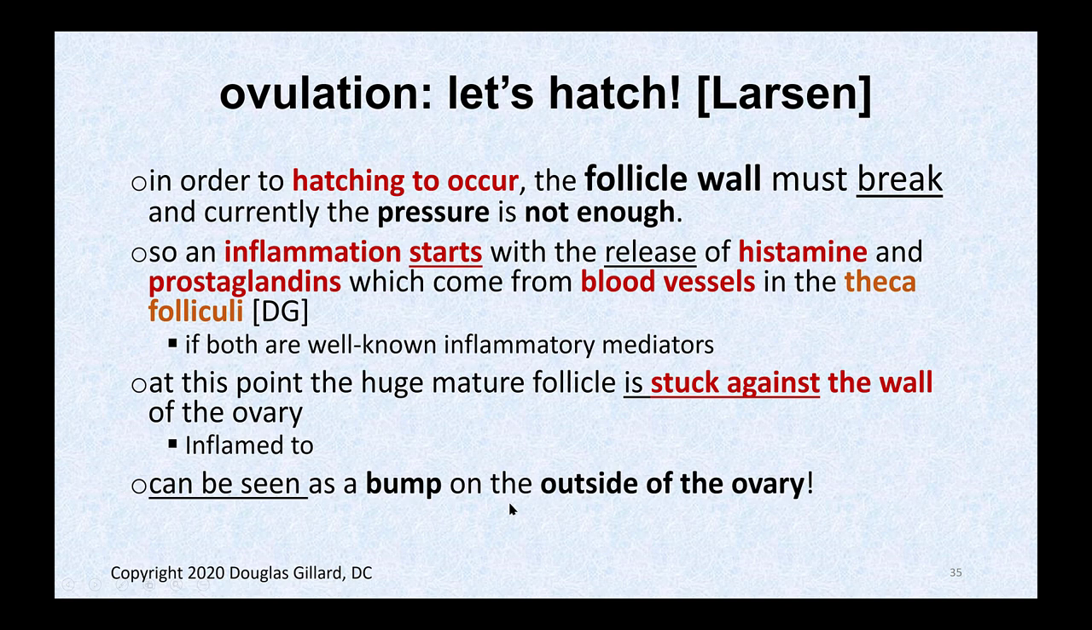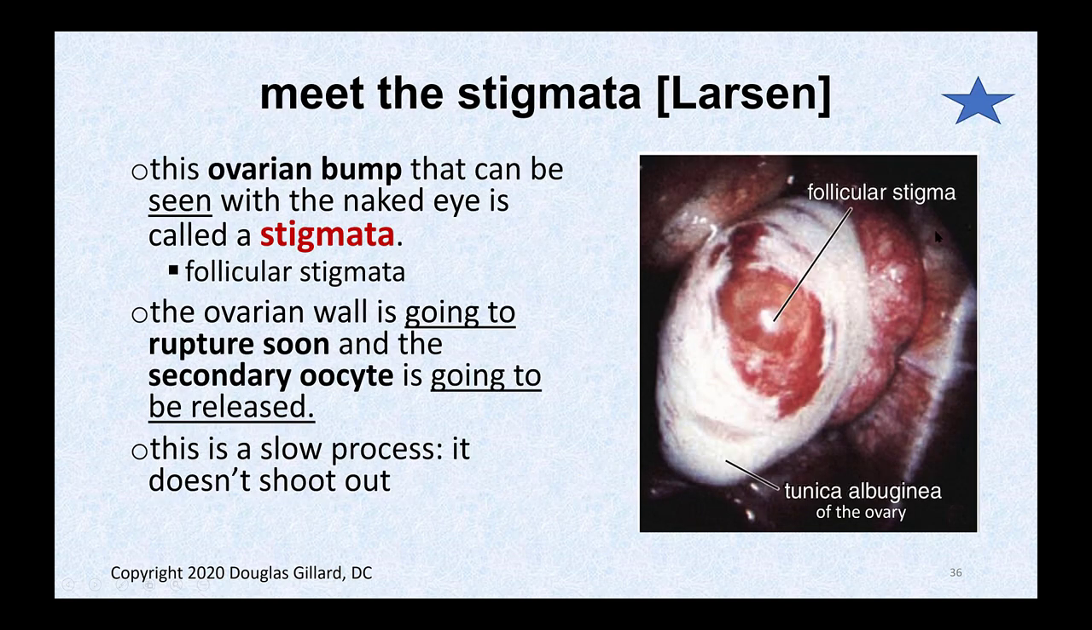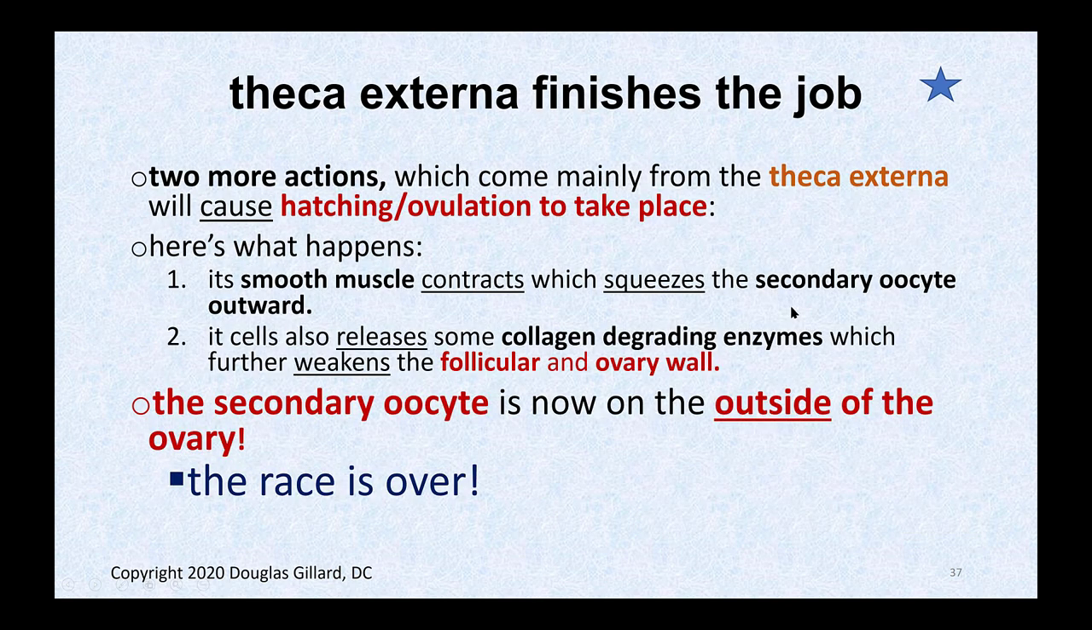In fact, you can see when it's stuck to the wall, here's an endoscopic view of somebody about ready to ovulate, and there it's stuck to the wall, and we have an inflammation right here. It's actually knocked out the tunica albuginea of the ovary because there's a wicked inflammation here, and this thing is going to be bursting out of here. This bump seen on the outside has a name, called the stigma, or sometimes the follicular stigma.